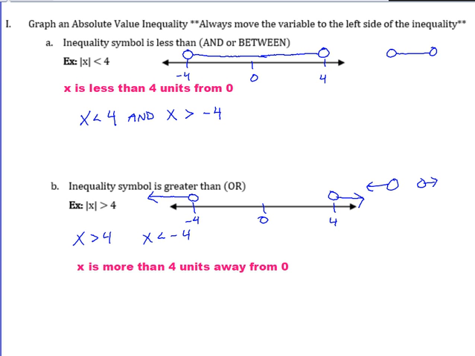That would mean that x is more than 4 units away from 0. So less than 4 units means it's in between those two, and more than 4 units means going in opposite directions.